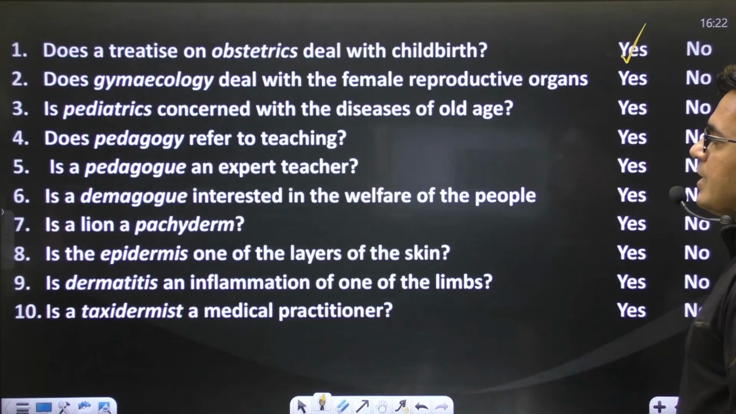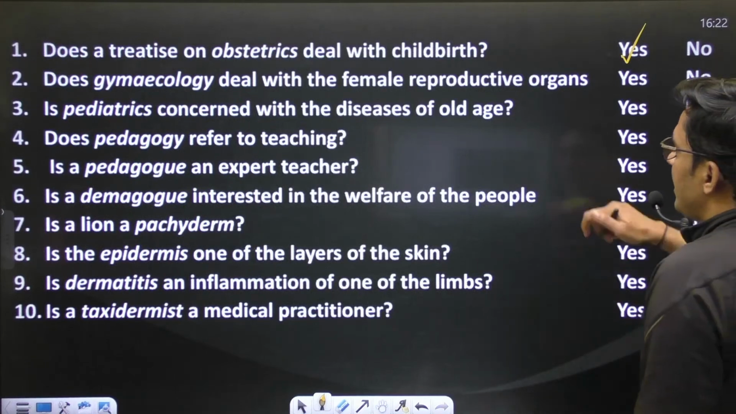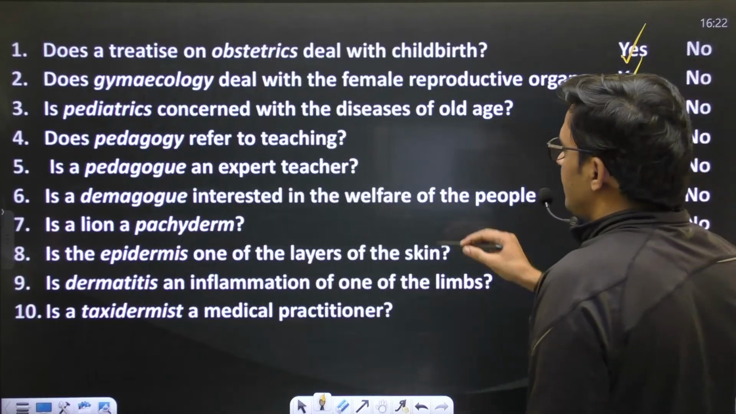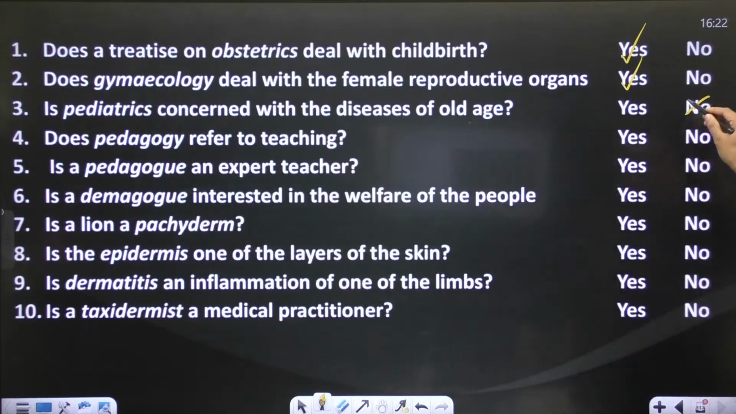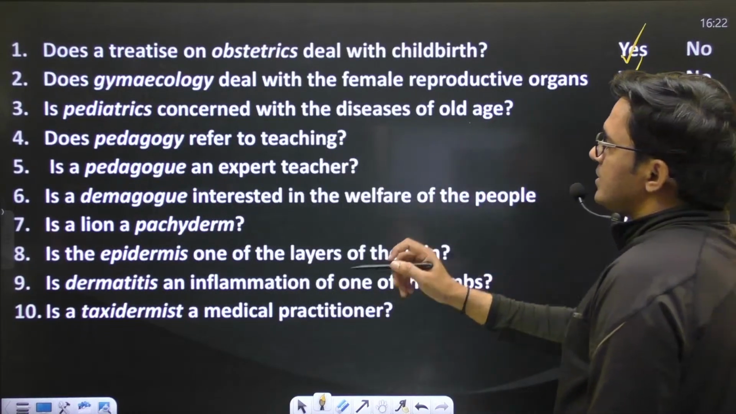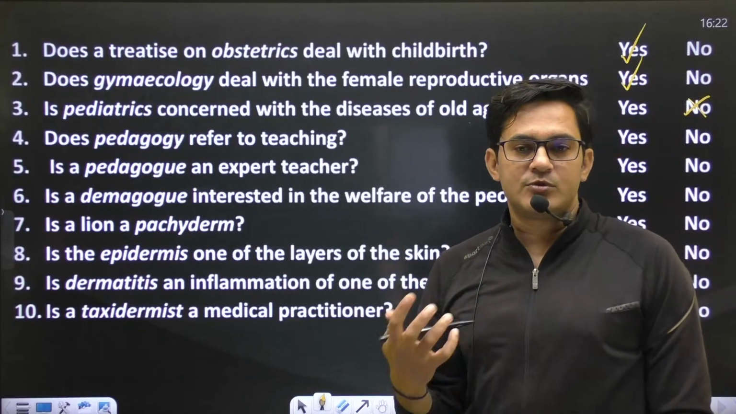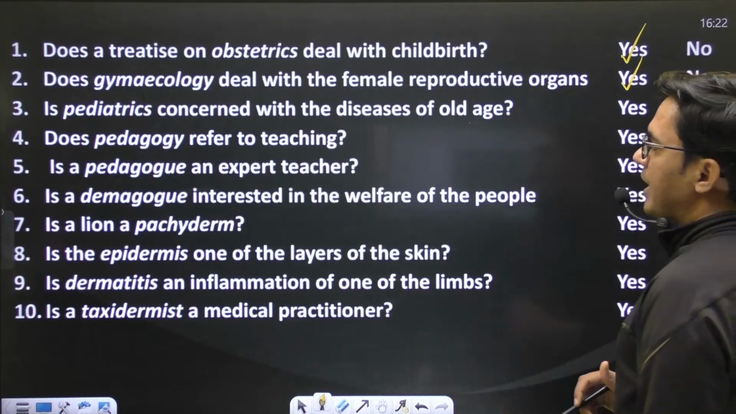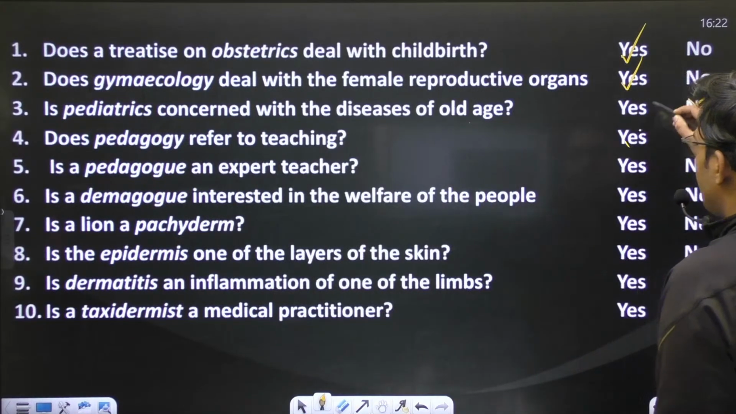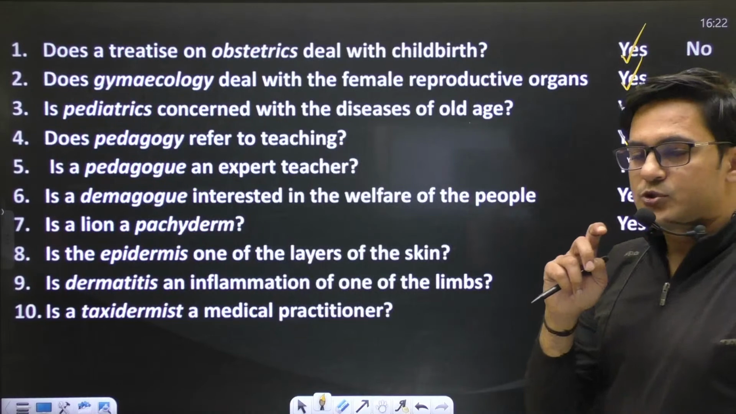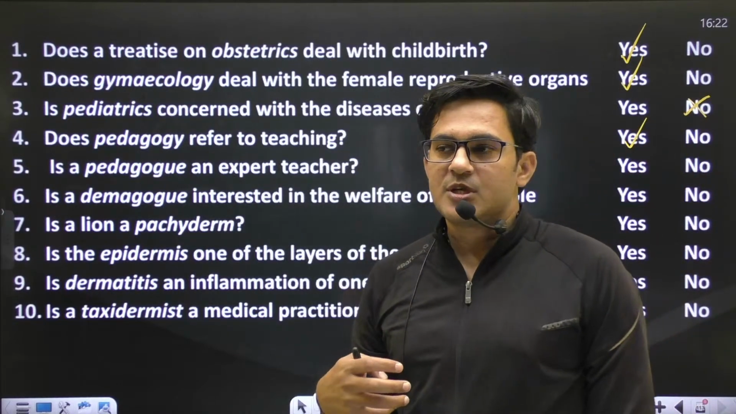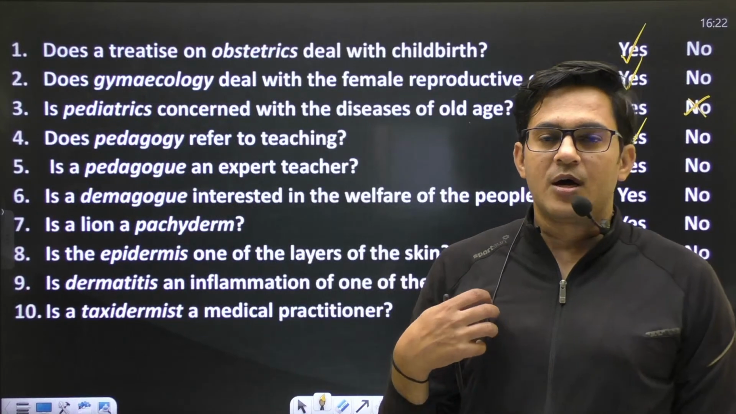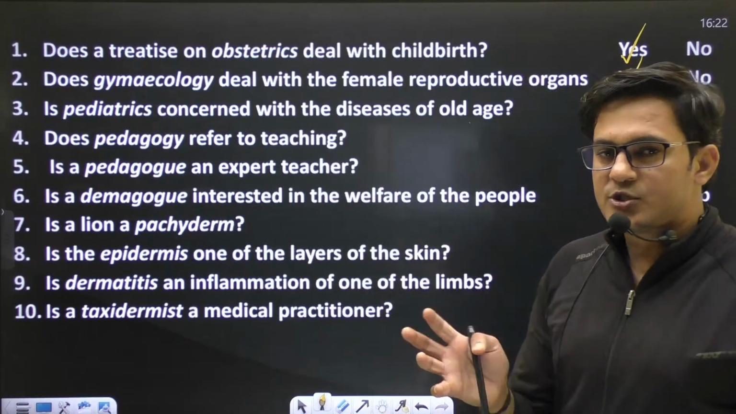Is gynecology dealing with the female reproductive organs? Yes. Okay. Is pediatrics concerned with the diseases of old age? No. Pediatrics is concerned with the diseases of childhood, right? So no will be the answer. Does pedagogy refer to teaching? Yes. Pedagogy ultimately refers to the teaching methods, meaning how to teach a child, or how to motivate a child. It is all about that.